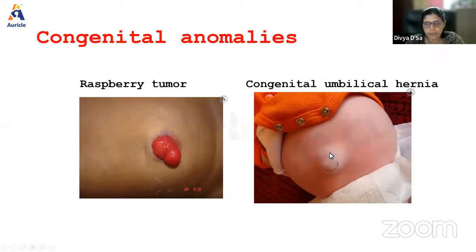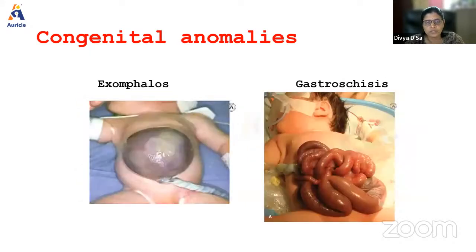This is the congenital umbilical hernia. Sometimes this portion, the anterior abdominal wall, is not formed. The mucosa is shown outside. It is a small portion, and since it is very vascular there, it gives the appearance of a raspberry. It is known as raspberry tumor. Here, the anterior abdominal wall is not formed, and the entire intestines are exposed outside, just covered by the amniotic membrane. So this is known as exomphalus.